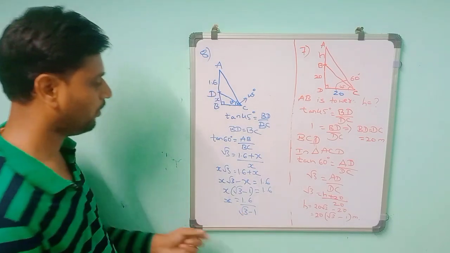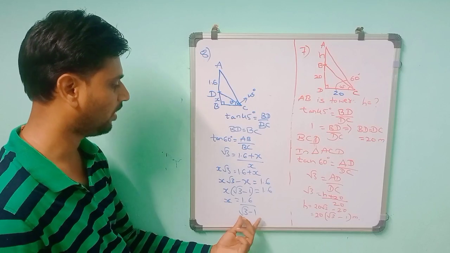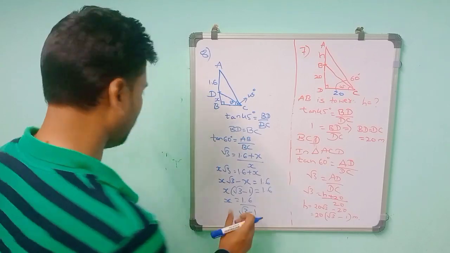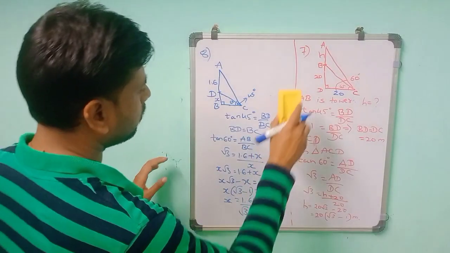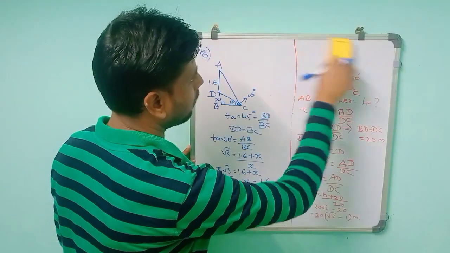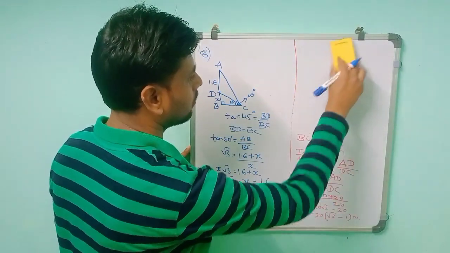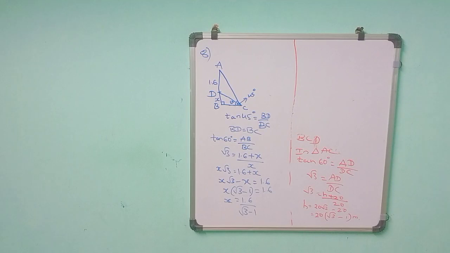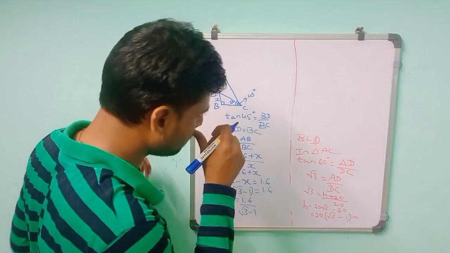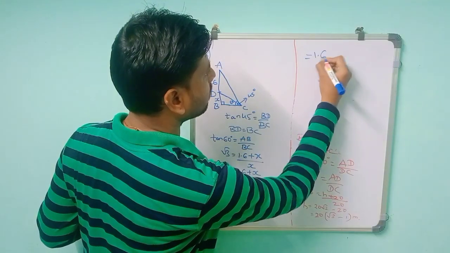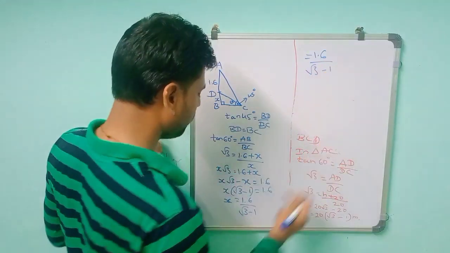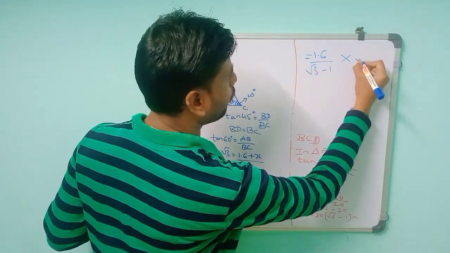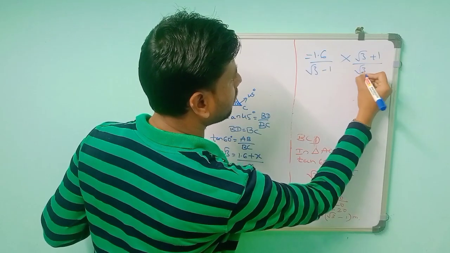So when they give an irrational number like this root 3 in the denominator, you have to rationalize the denominator by making the opposite sign of the denominator. So this will be 1.6 over root 3 minus 1. To rationalize, we have to take the opposite sign of the denominator: root 3 plus 1, root 3 plus 1.